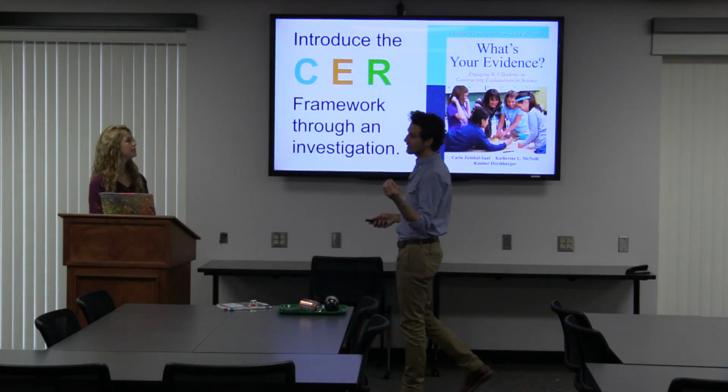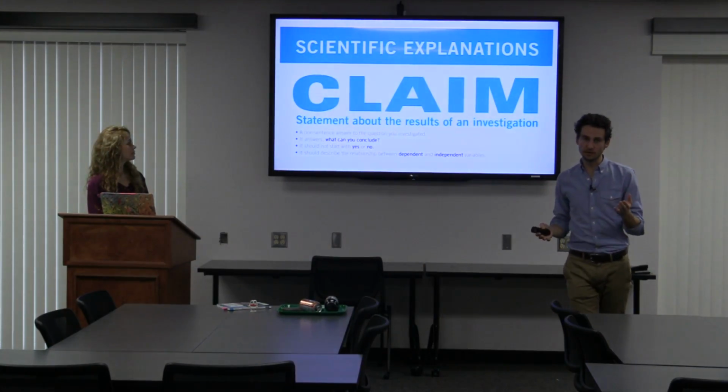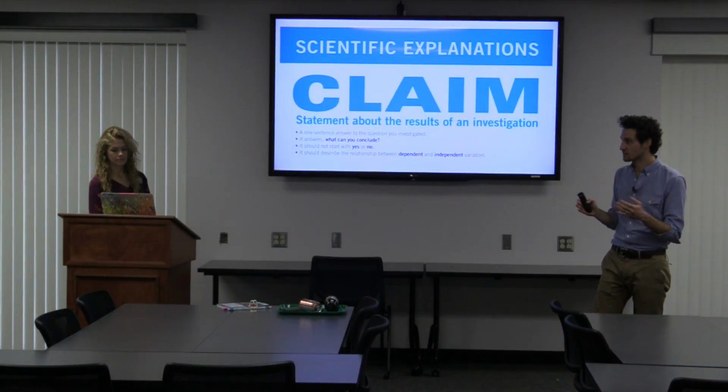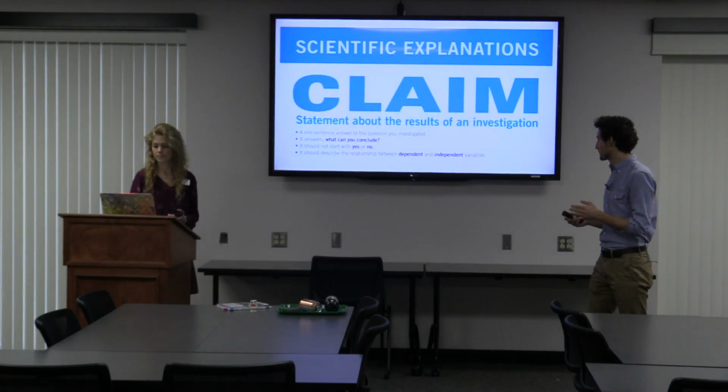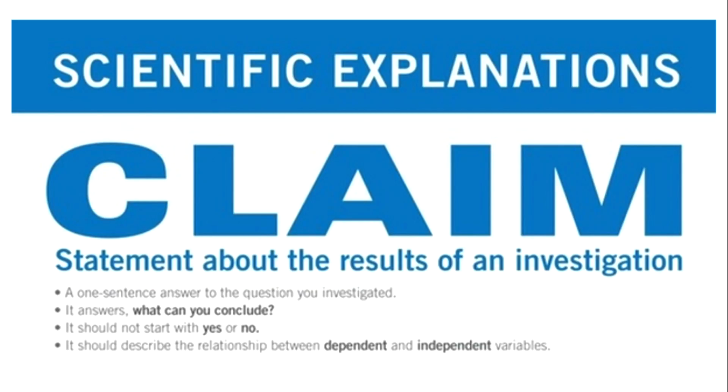So when we look at writing explanation, there's going to be 3 parts we're going to look at today. When we write a scientific explanation, first we're going to have a claim. A claim is going to be the statement that answers our question. It's usually 1 sentence. It answers our question, it's not going to use yes or no, and it could describe the relationships there. So just a simple 1-sentence claim is an important piece of that.